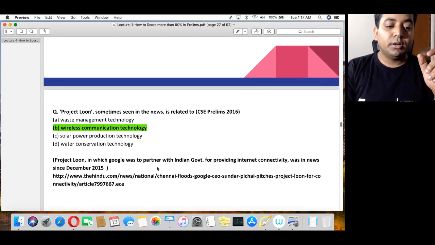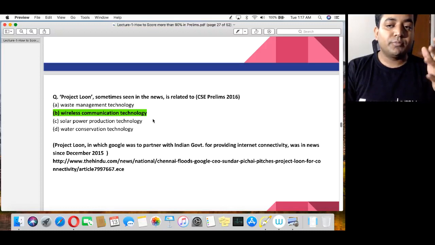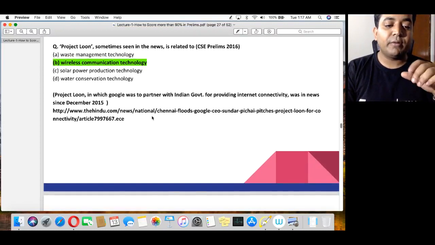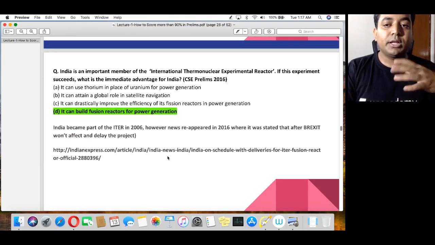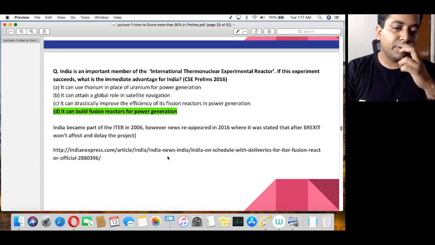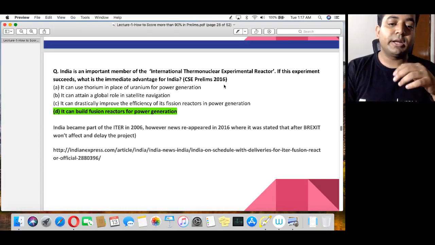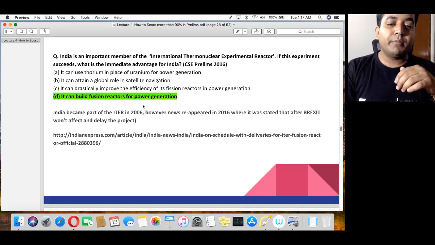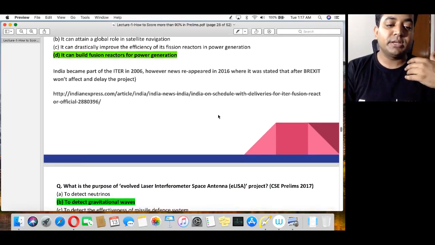Again, you can see Project Loon. This is The Hindu's article from December 2015. This was asked in Prelims 2016. Project Loon is Google's project of wireless communication technology. This is Company X of Alphabet, which is the parent company of Google. Again, this is an Indian Express article, and I will combine all these current affairs together so that you know. It is on the International Thermonuclear Experimental Reactor, ITER. India became part of it in 2006, but the news appeared in 2016 because of Brexit.